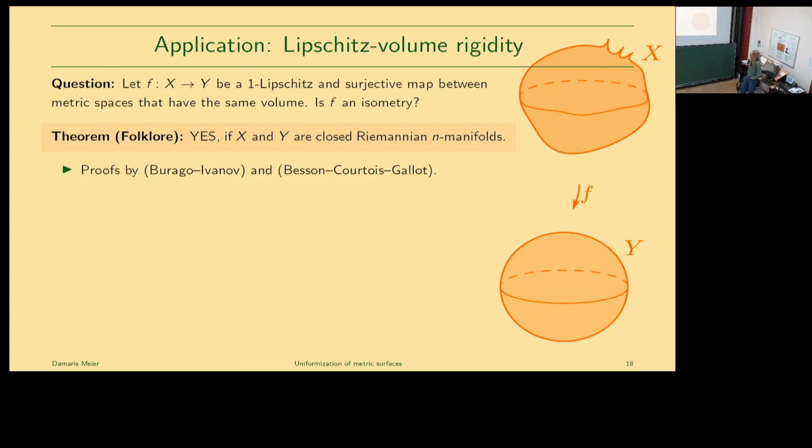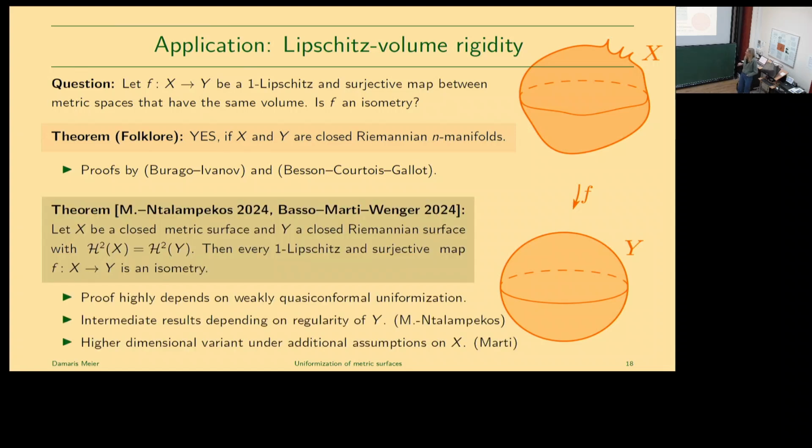Yes, so this is a folklore result, and what we're able to do by using uniformization is that in dimension 2, there are no assumptions on the metric surface needed. So it suffices to assume that Y is a closed Riemannian surface and X is just a closed metric surface. It could be very non-smooth, and if they have the same Hausdorff measure, then every 1-Lipschitz map that is also surjective upgrades to being an isometry.